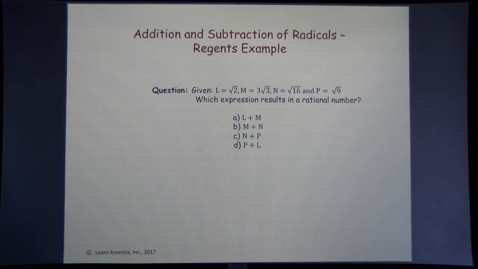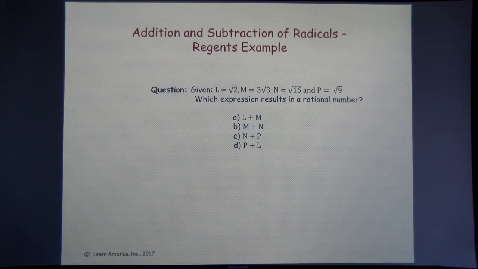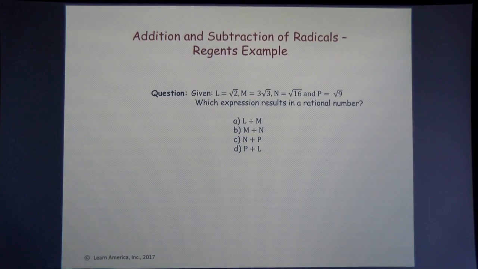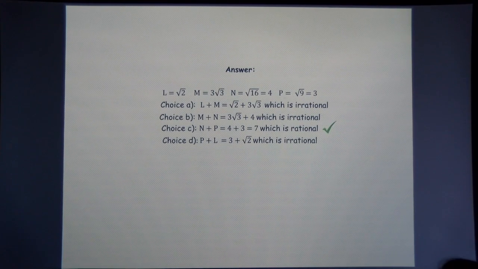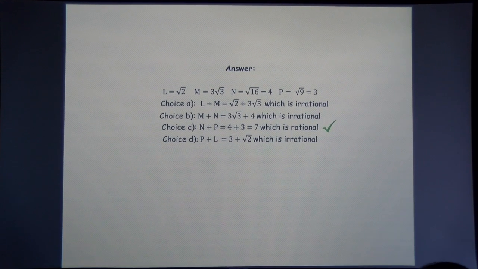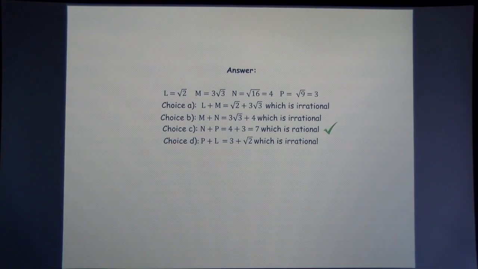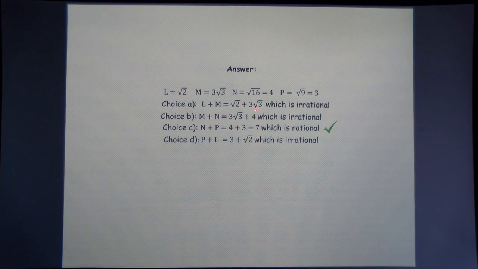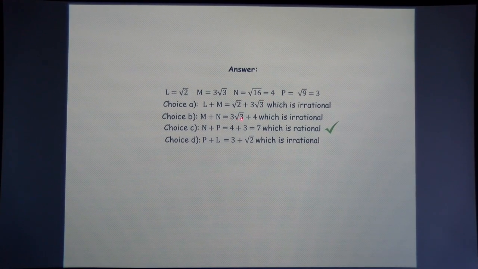How many of you have an answer? All right, let's take a look. So now if you'll notice, see what I said? N and P became 4 plus 3. When you add that, you get 7. That's rational. In this case, choice A, you have an irrational which you can't simplify. The same thing with choice B and with choice D. Okay, so without even working through a lot of the problems, I can take a look at the original numbers and see if I can simplify from there.